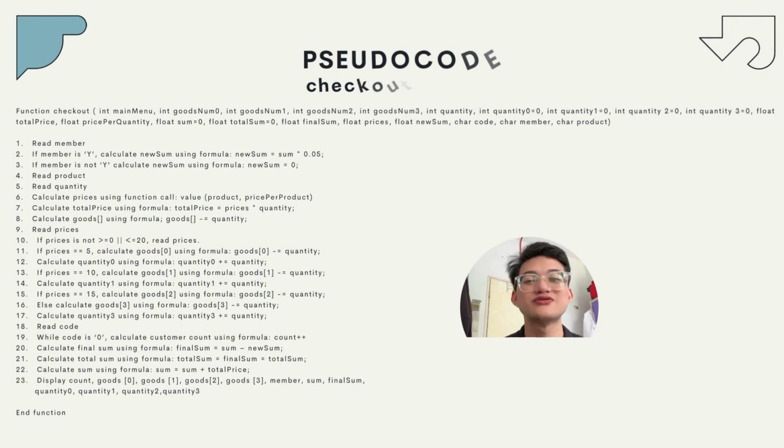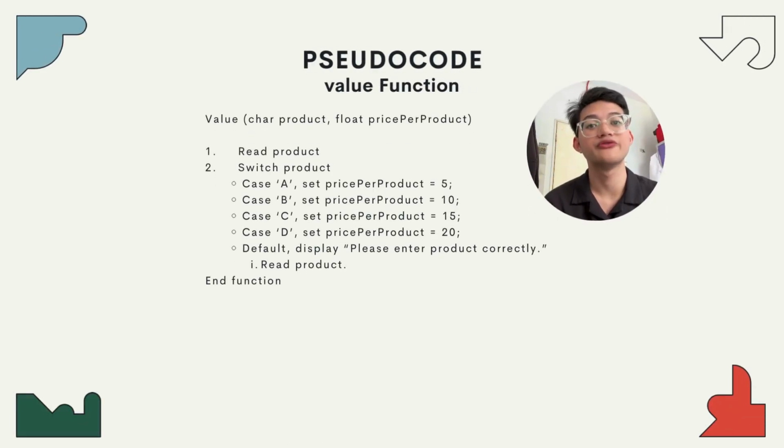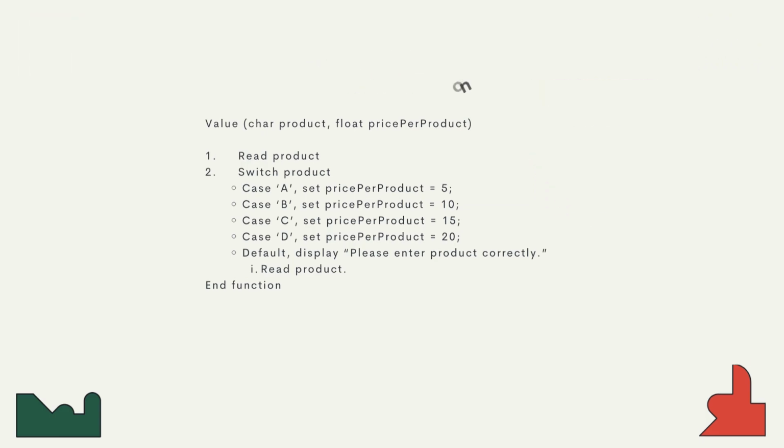Next we have the checkout function. The checkout function is basically to let the user enter whatever the customer buys or is trying to check out. The function will then calculate everything and display it in the form of a receipt. Next we have the pseudocode of the value function. This function is just to set the price per product.